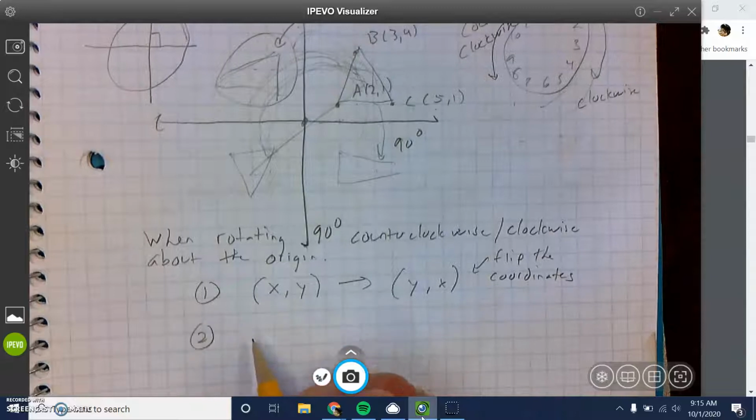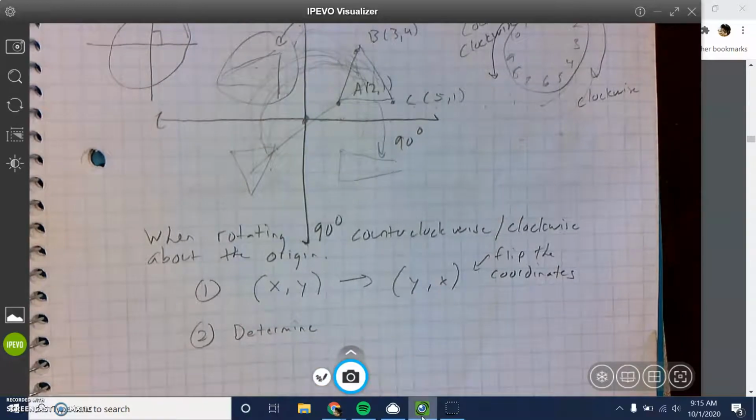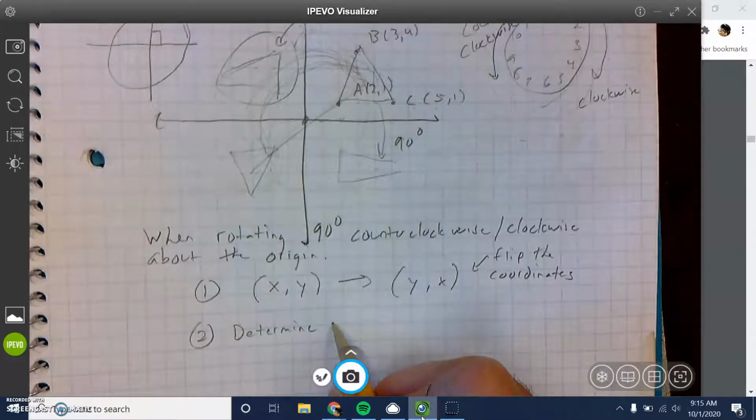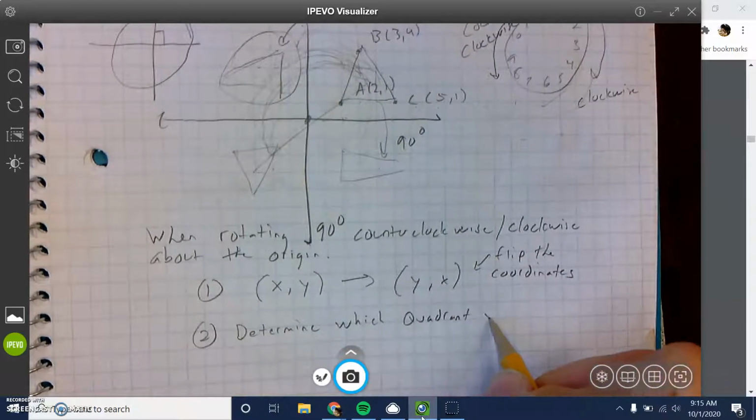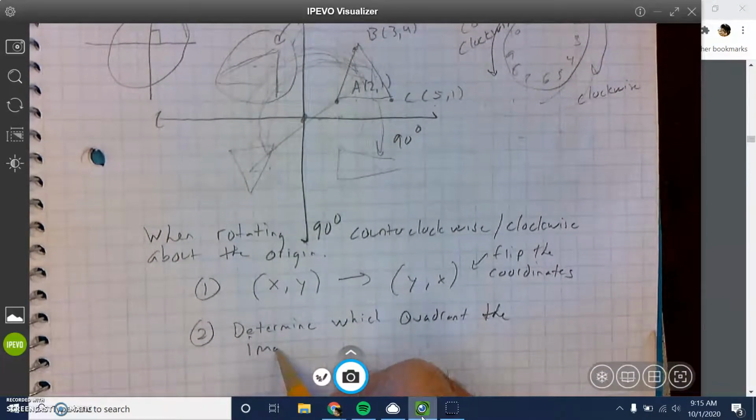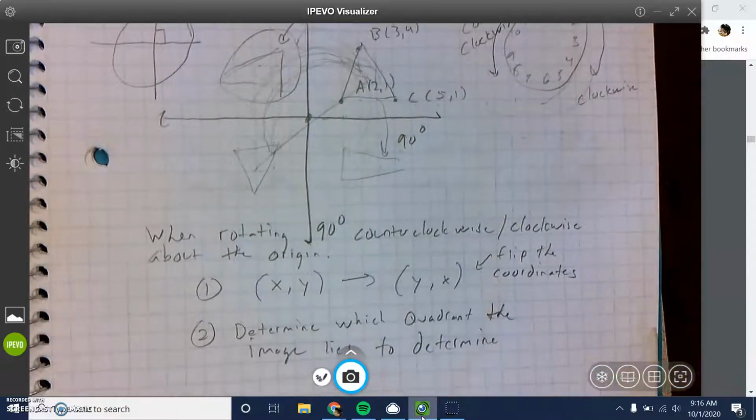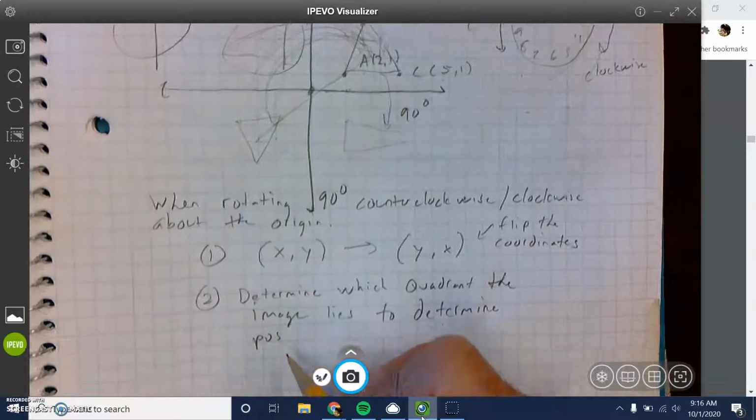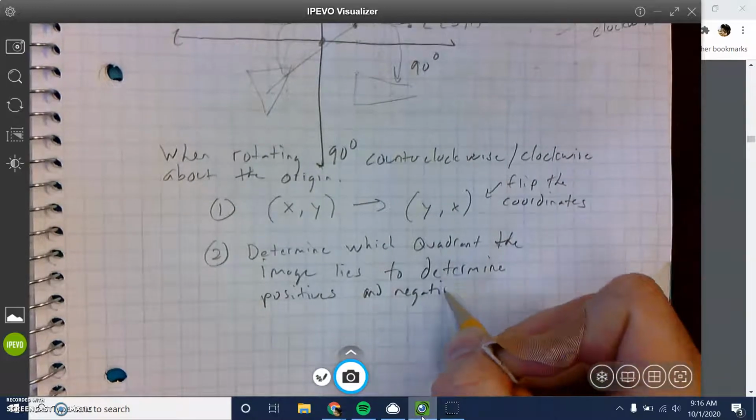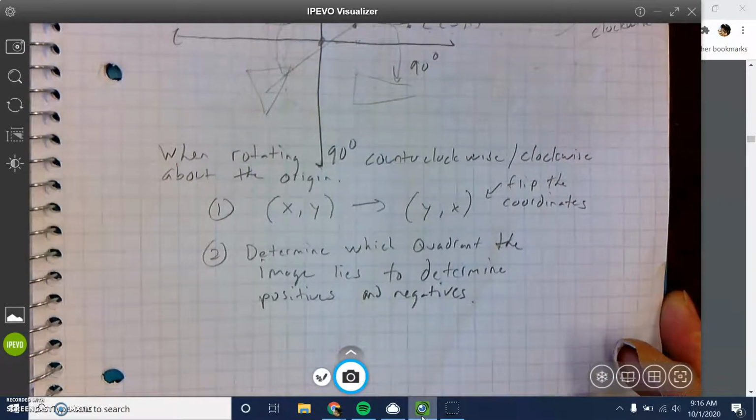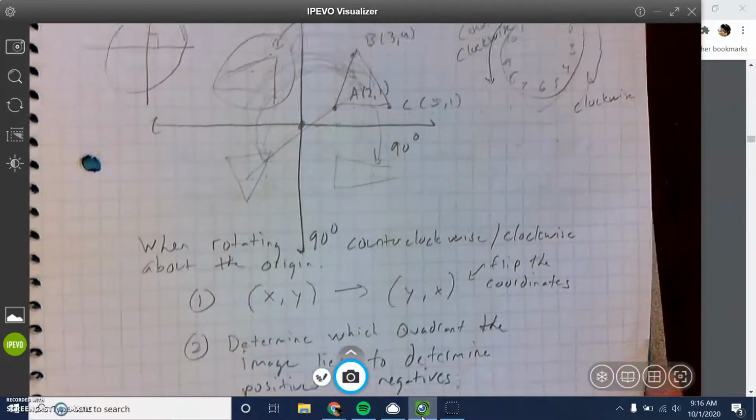Second step is determine which quadrant the image lies in to determine positives and negatives. Told you this is a little more challenging. You really have to think. I'll show you what I mean in a second. Copy that down. All right, doing a good job.